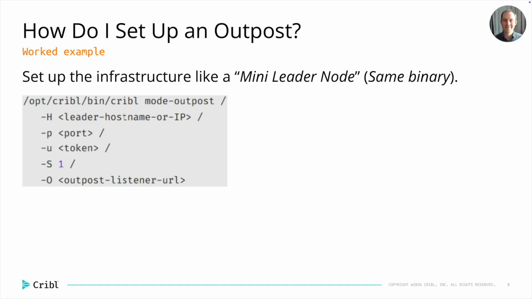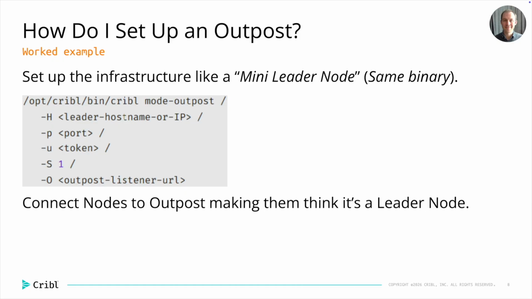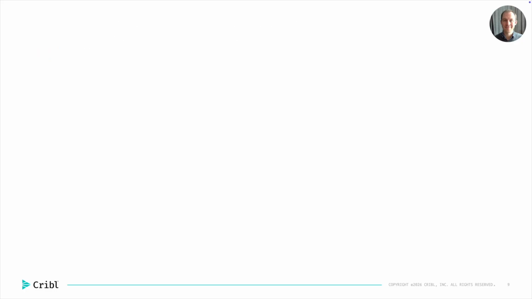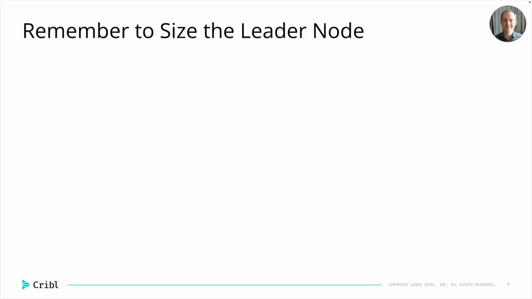Once you've done that, you then connect nodes into your Outpost, essentially making them think that it's a leader node. You do this by updating the parameters for each of your nodes themselves. The leader token that you'll be using is the leader token that will be passed through the Outpost. When we are thinking about scaling a Cribl Edge deployment, it's important to also consider the impact this has on our leader node.